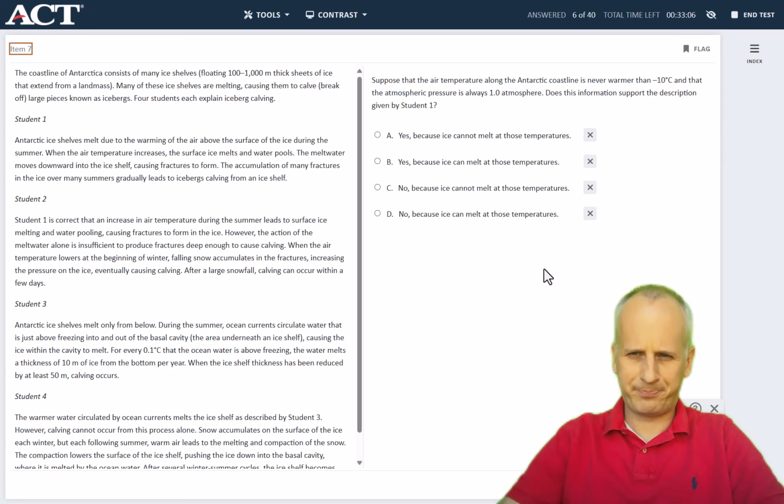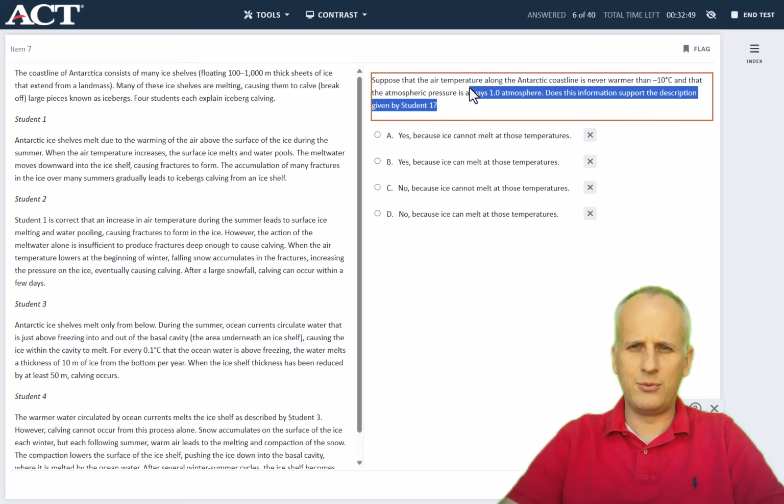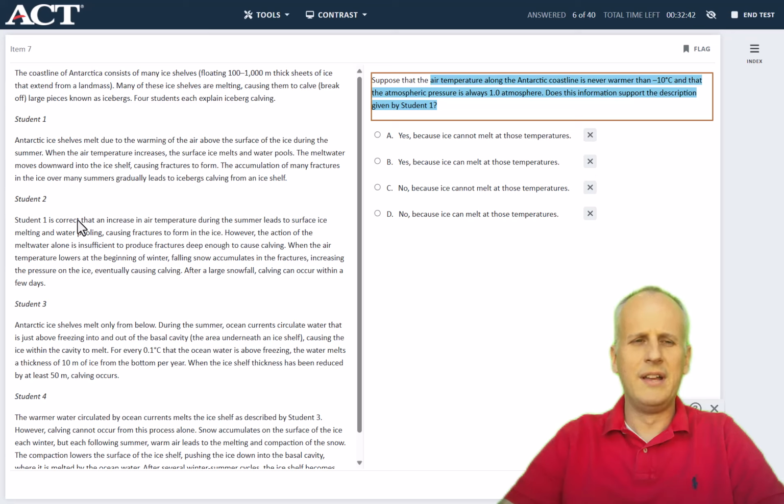Moving on to the next problem, we see, suppose that the air temperature along the Antarctic coastline is never warmer than -10 degrees Celsius and that the atmospheric pressure is always 1.0 atmosphere. Does this information support the description given by student 1? So we've got these 2 statements of fact that are added, and we're going to go just to student 1, who states, Antarctic ice shelves melt due to the warming of the air above the surface of the ice during the summer.